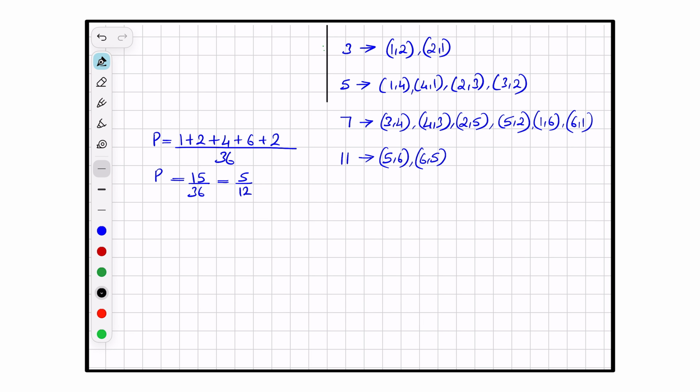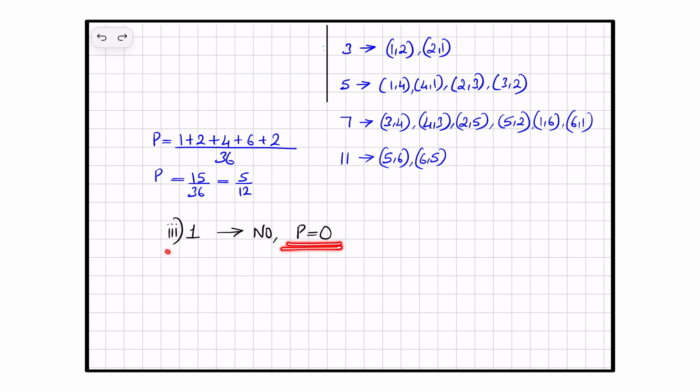Last question is, we have to get the sum of rolling two dice as 1, and any chance of this? No, there is no chance. That means the probability is 0. We cannot have a situation where we will get the sum of two numbers as 1 when we roll 2 dice.